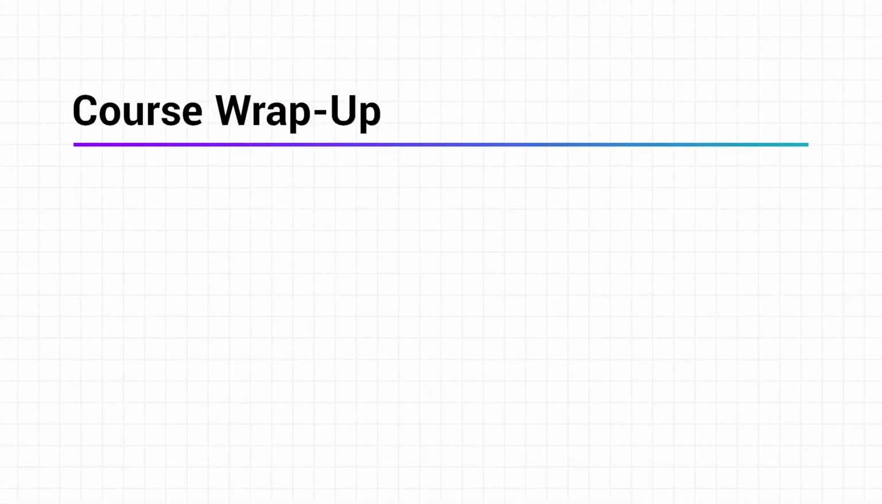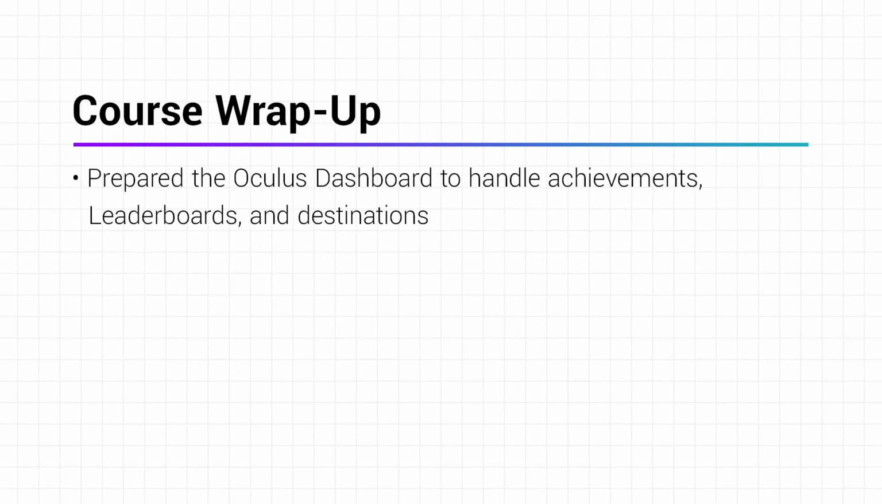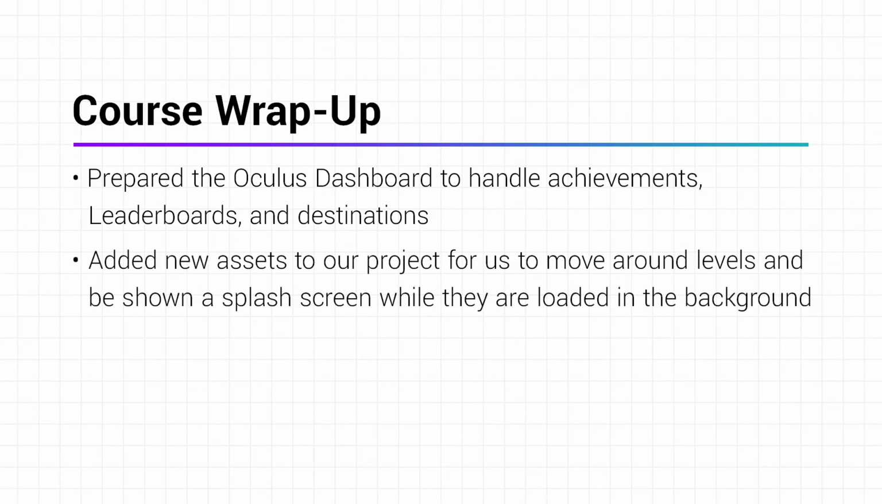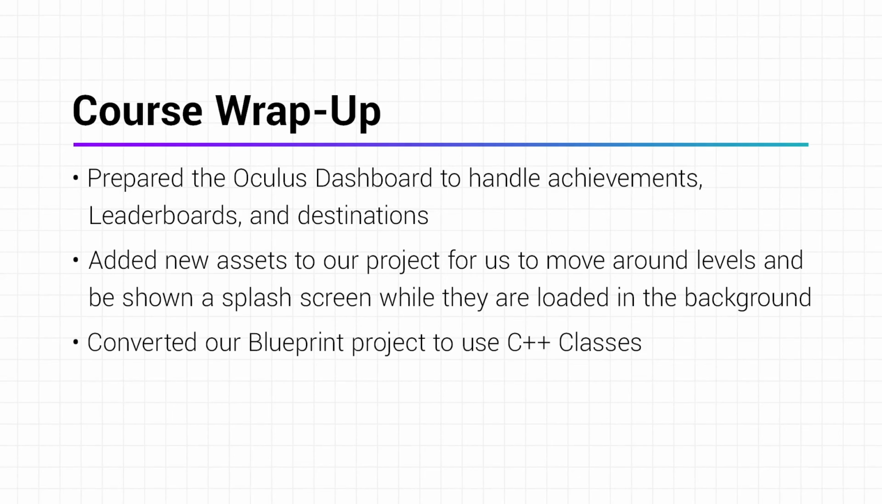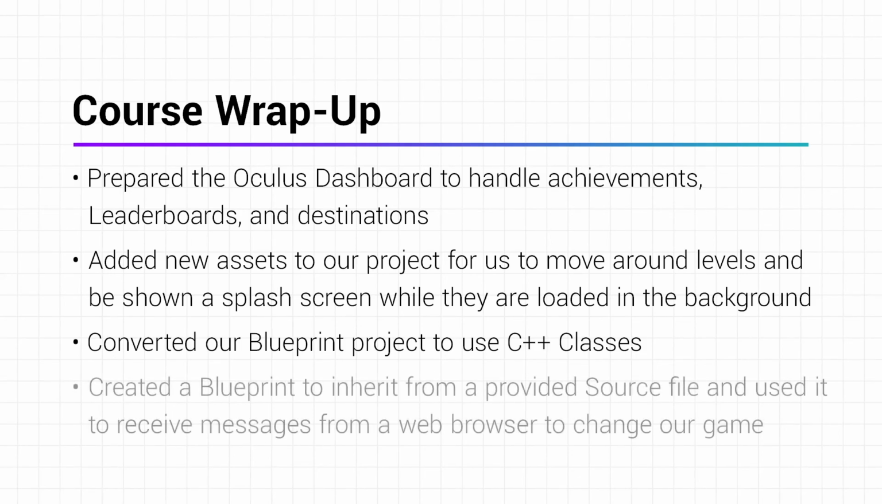In this course, we prepared the Oculus dashboard to handle achievements, leaderboards, and destinations. We added new assets to our project for us to move around various levels and be shown a splash screen while they are quickly loaded in the background. We converted our blueprint project to use C++ classes and then created a blueprint to inherit from a provided source file and used it to receive messages from a web browser to change our game.